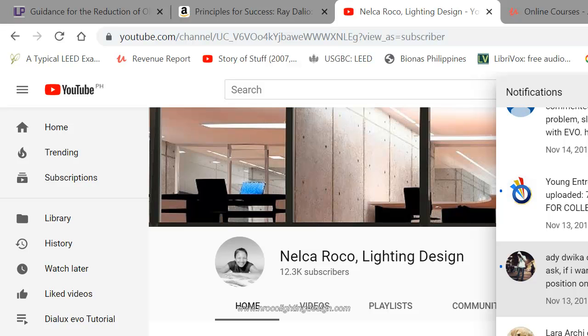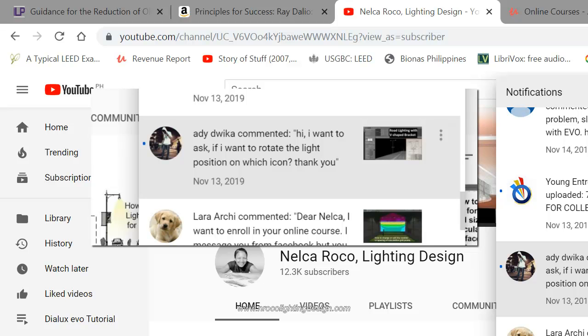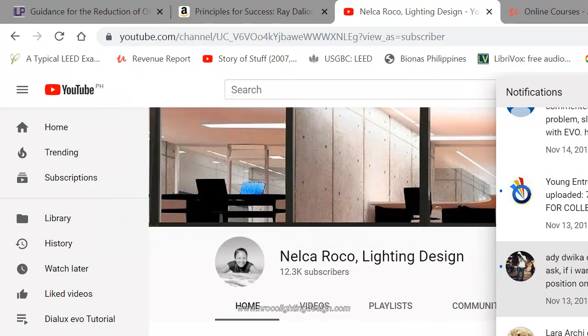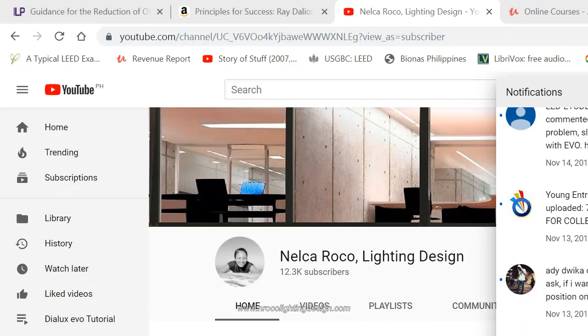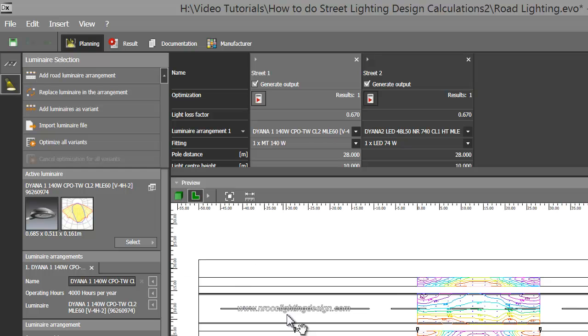Okay, so Adi said, "Hi, I want to ask how to rotate the light position, and on which icon. Thank you." Okay, so Adi is asking for the icon. Oh, I think he's referring to the road lighting design techniques that I uploaded previously. So he wants to know how to rotate the position of the luminaire, because some of the photometric files that the manufacturer produced are very, very wrong. So you need to really rotate it.